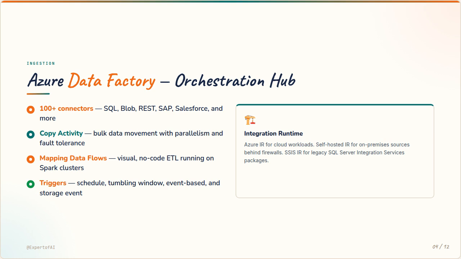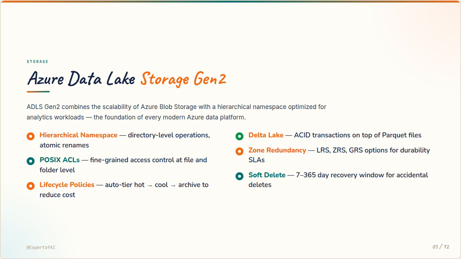Azure Data Lake Storage Gen 2 is the foundation of every modern Azure data platform. It combines the massive scalability of Azure Blob Storage with a hierarchical namespace that makes directory-level operations fast and atomic. POSIX access control lists give you fine-grained permissions at the file and folder level, essential for multi-team data platforms. Lifecycle policies automatically tier data from hot to cool to archive based on access patterns, dramatically reducing storage costs.